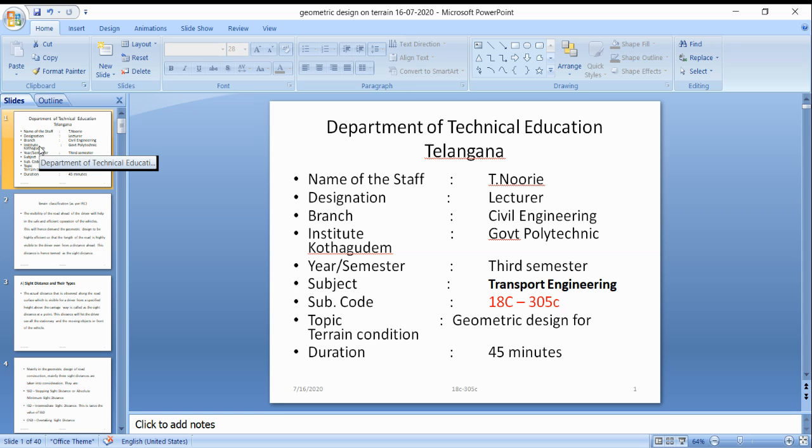Those are the definitions of geometric design we have seen. Today we are seeing geometric design only for the terrain condition. If it is in a terrain condition, what will be there?